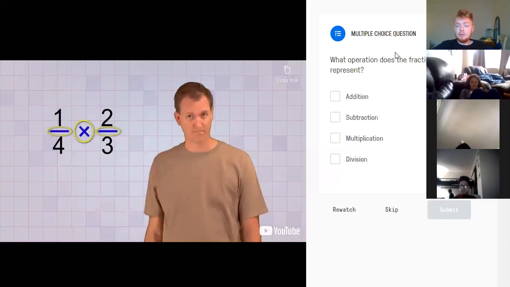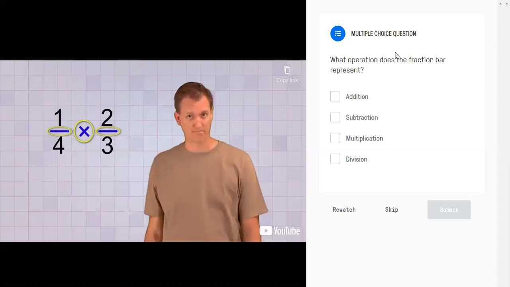All right. First question. What operation does the fraction bar represent? Stayla, you are first. Division. Division. That is correct.